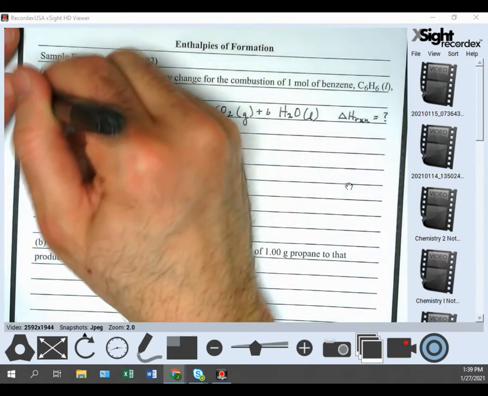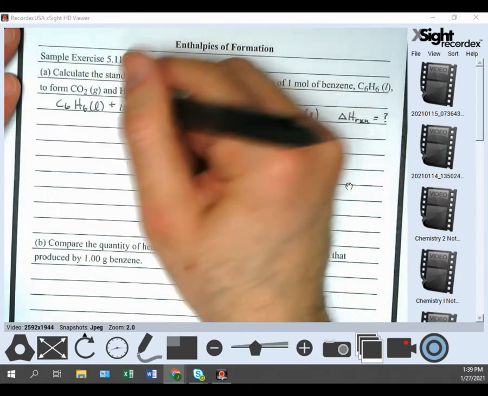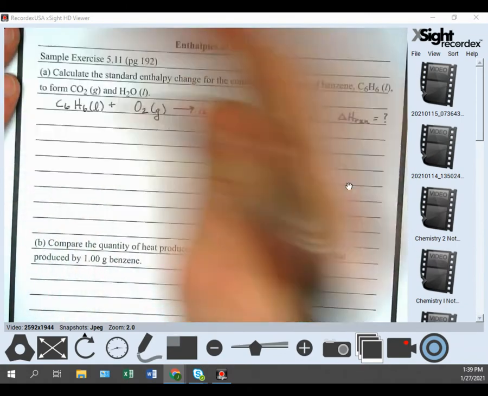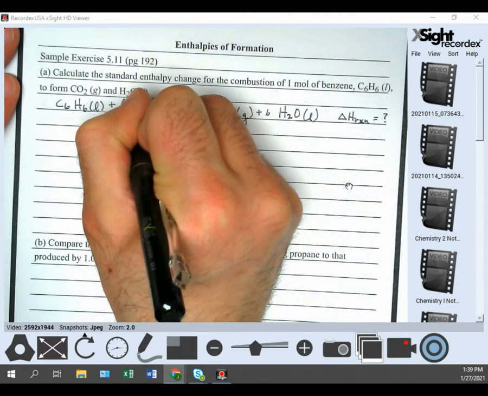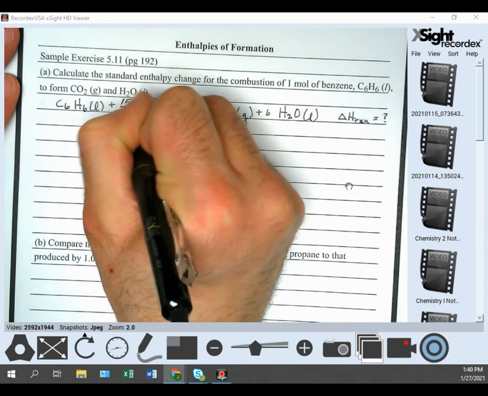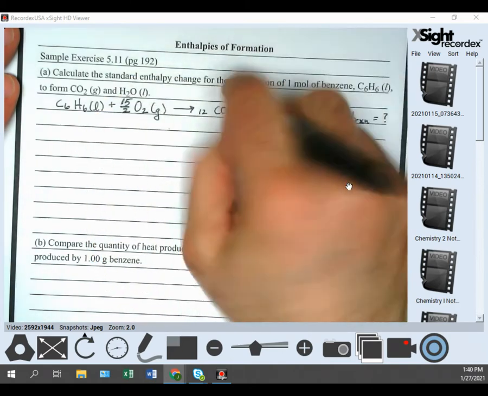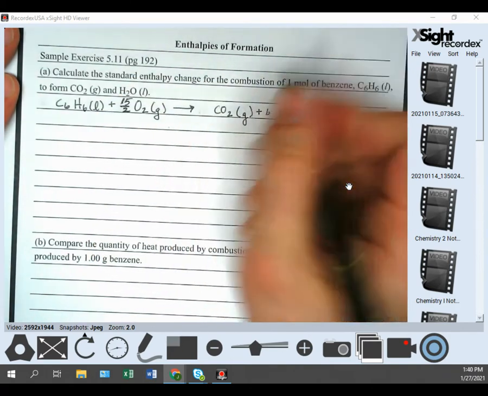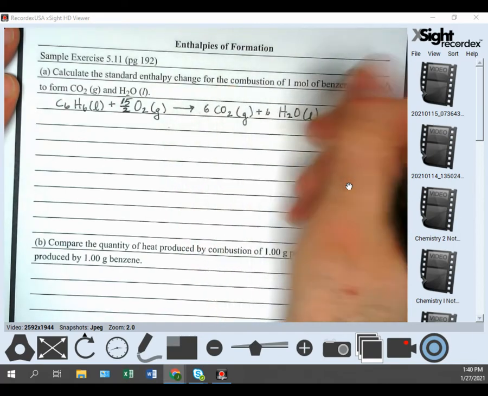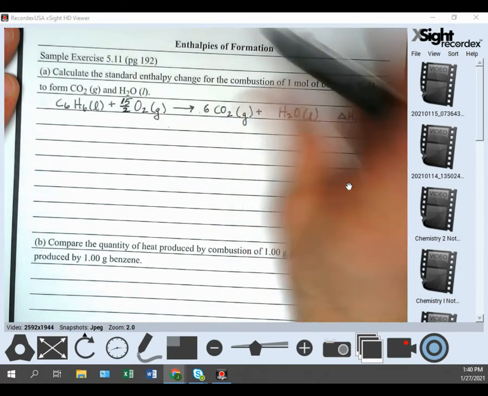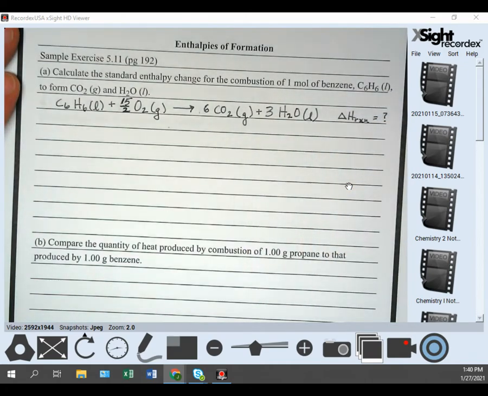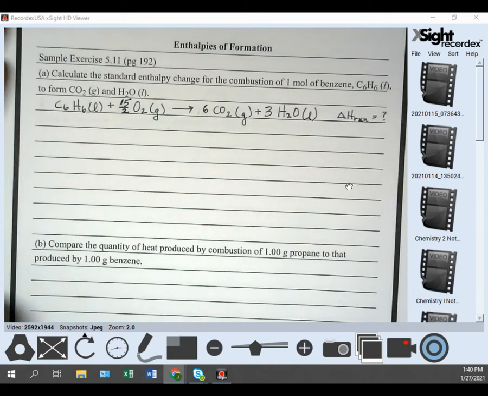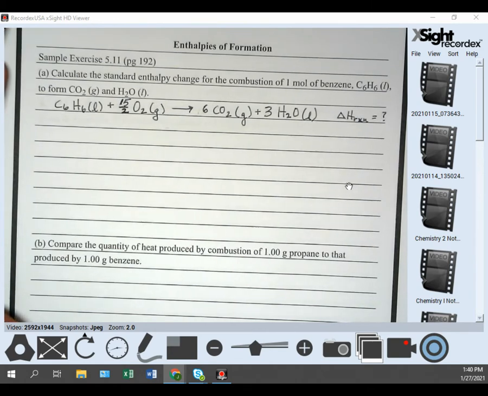So this becomes a 1. This becomes 15 halves. This becomes 6. And this becomes 3. All right, everybody okay and with me so far? Questions? Okay, so we got the balanced equation.